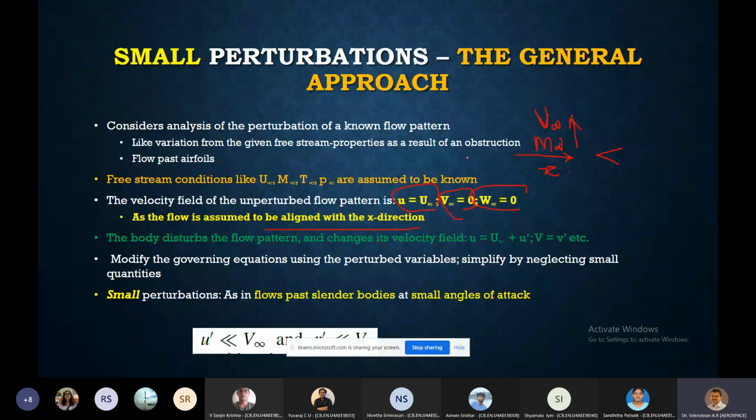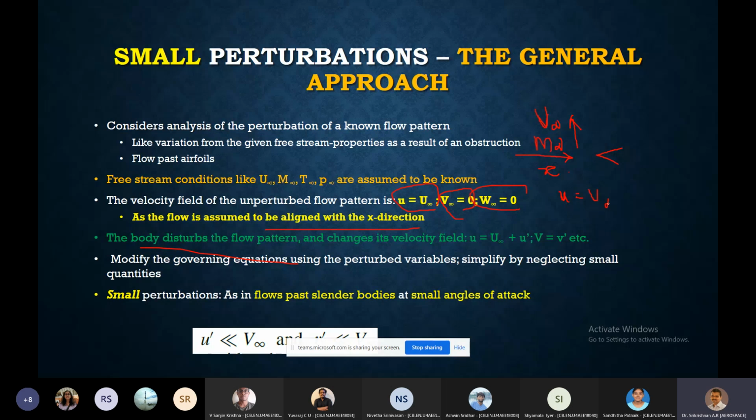So to begin with, or upstream of the body, the flow is aligned in the mainstream direction where you have u as u infinity. Okay, now the body disturbs the flow pattern and changes the velocity. So what happens to the mainstream velocity? The x component of the velocity varies from its mainstream value, u infinity. It was originally u infinity.